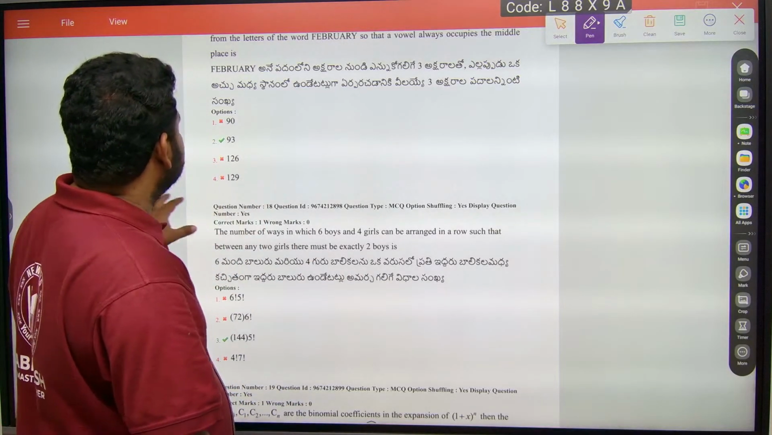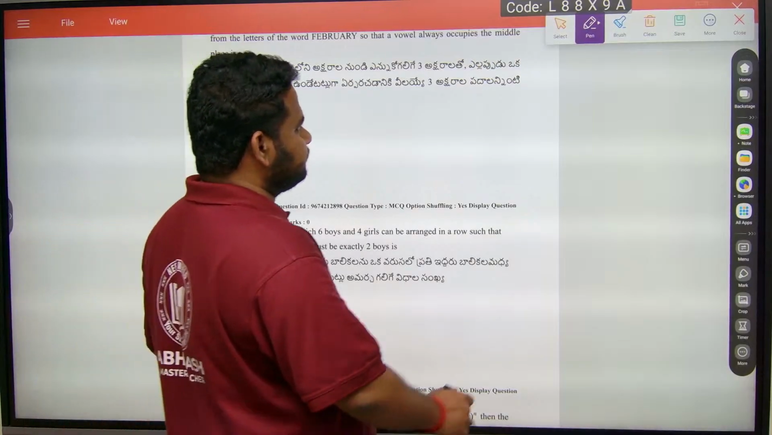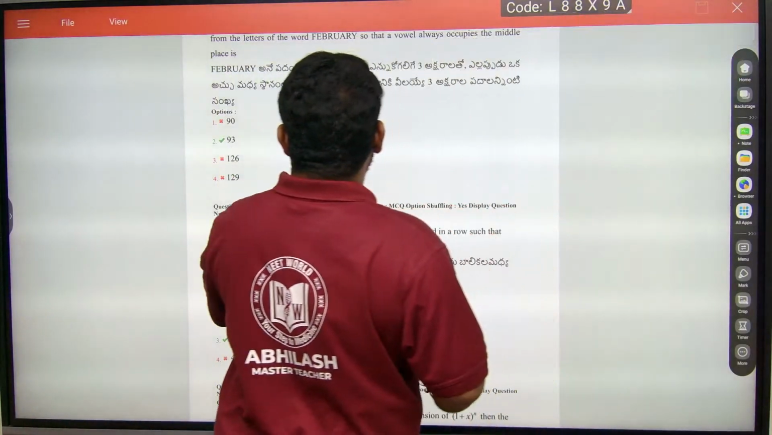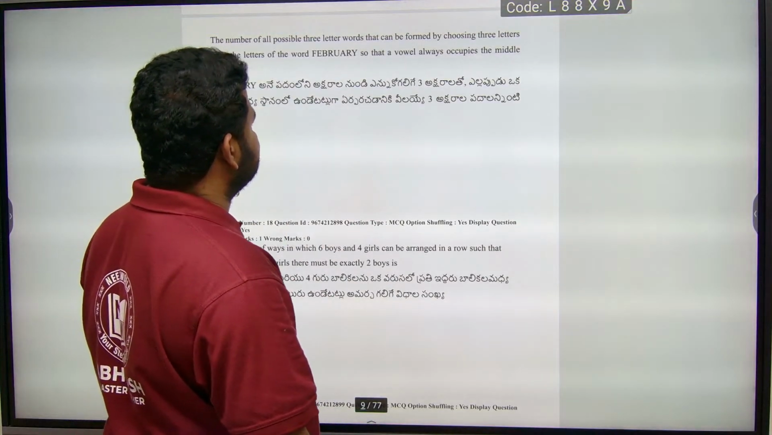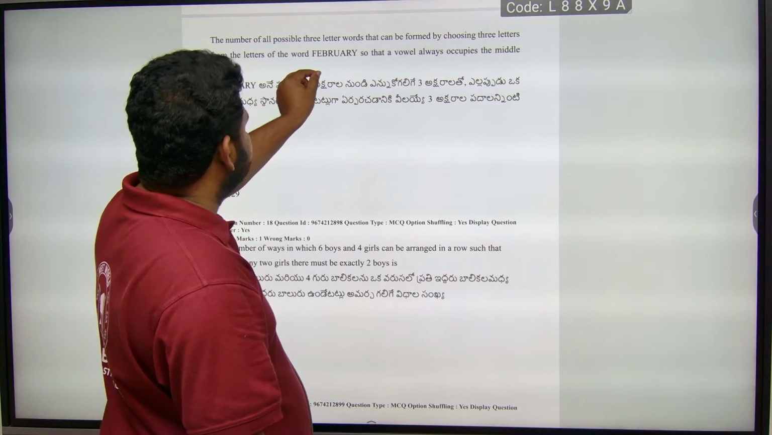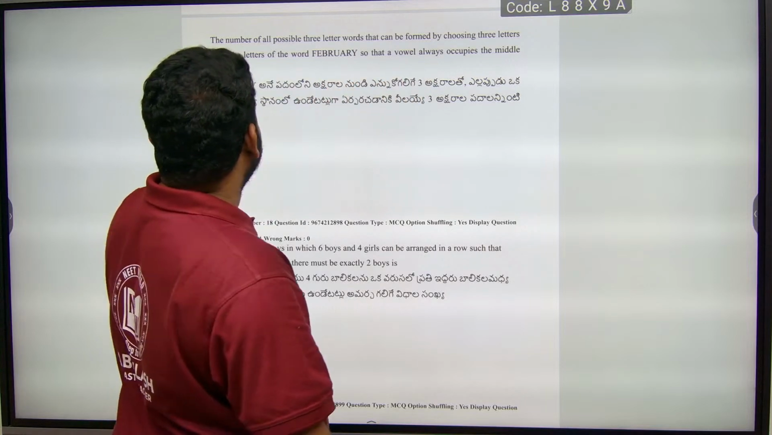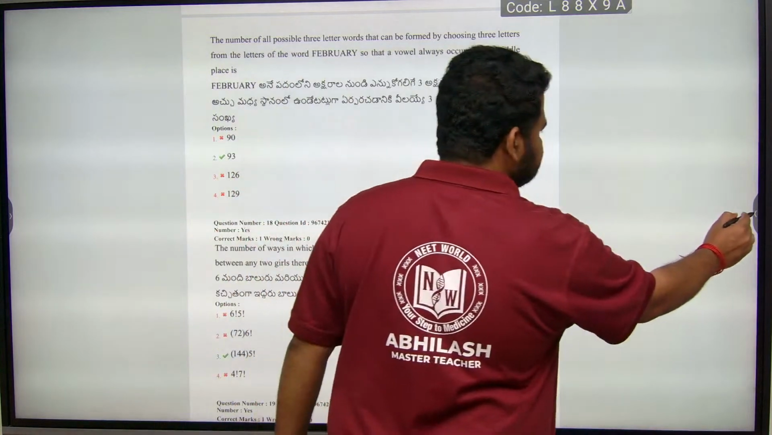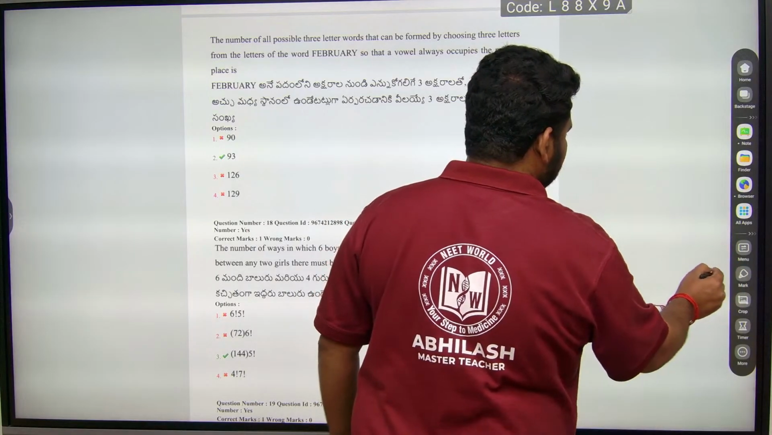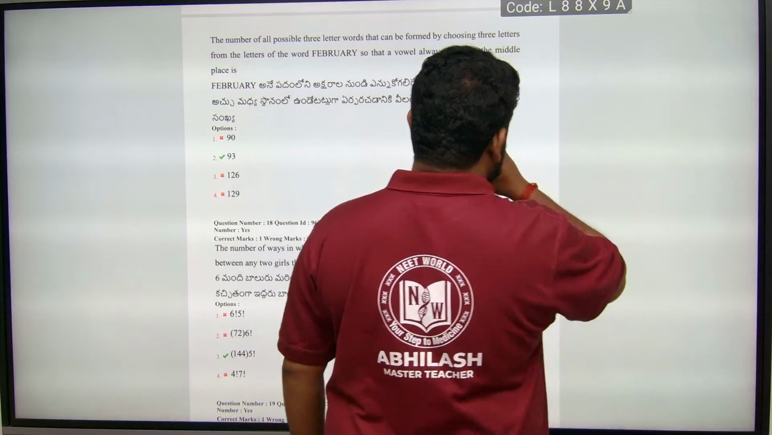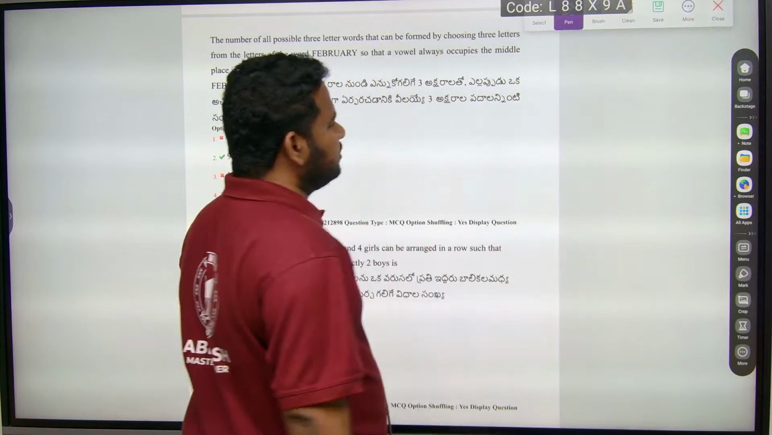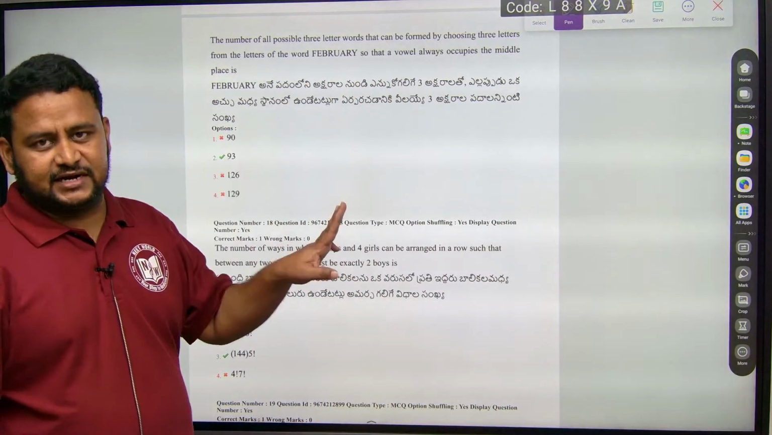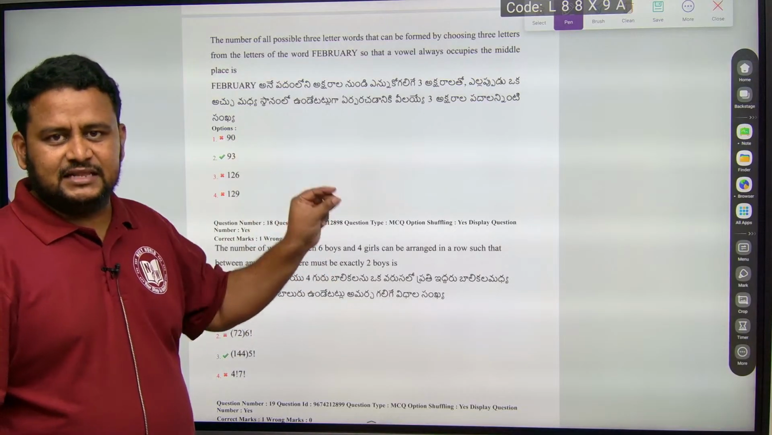What is the question that they are telling? The number of all possible 3-letter words that can be formed by choosing 3 letters from the word February, so that a vowel always occupies the middle place. So here we have to be careful. From February we have to make 3-letter words in such a way that in the middle there should be a vowel.